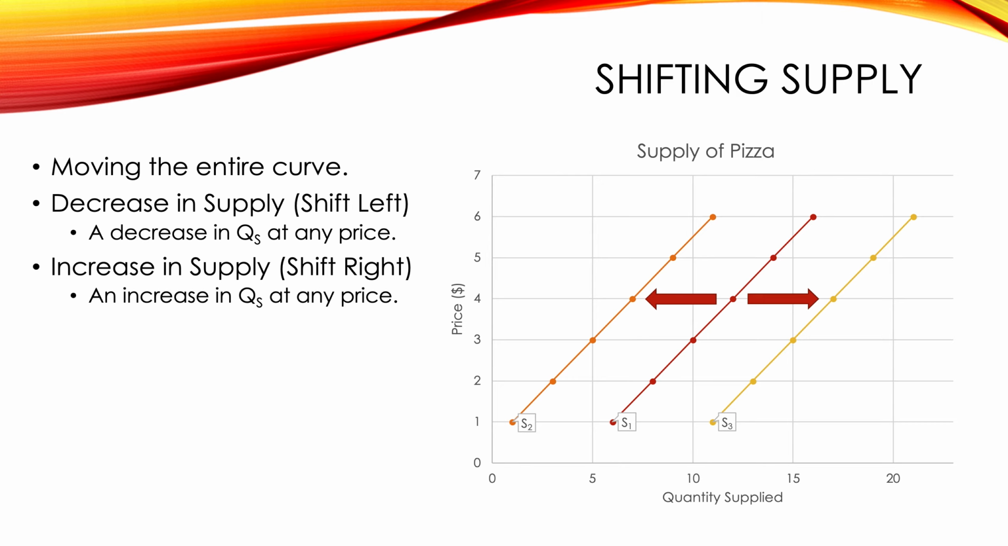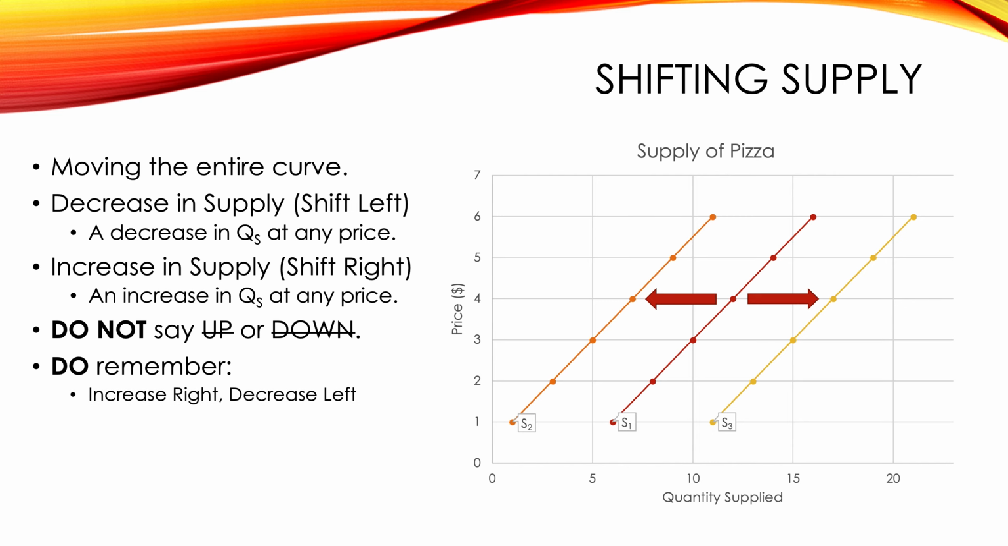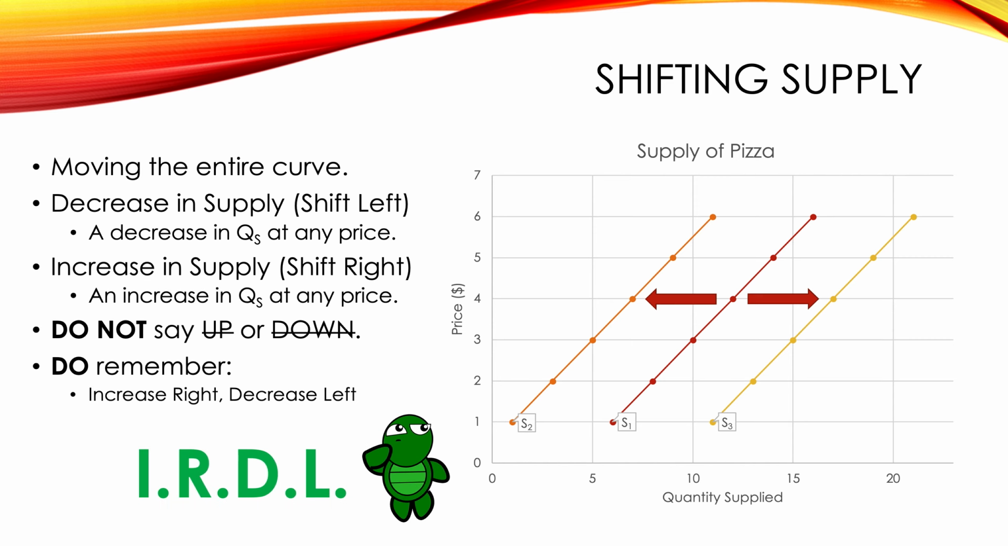So just like with demand, don't say up or down. Don't use those words. That's going to get you confused. Instead, just remember the following tip. Increase right, decrease left. This is the same as it was for demand. We use the acronym ERTL, with ERTL the turtle, to help us out with this. So that's how a supply shift looks.